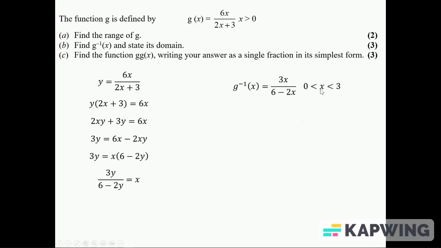The domain is 0 to 3 because that's the range of the original function. The range of g was g of x in between 0 and 3.